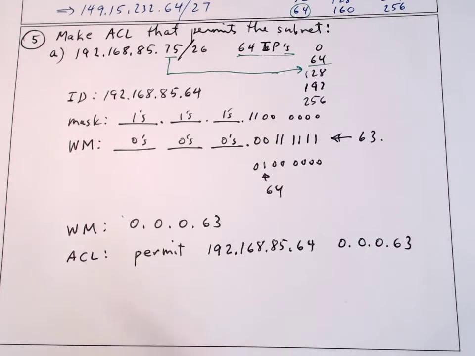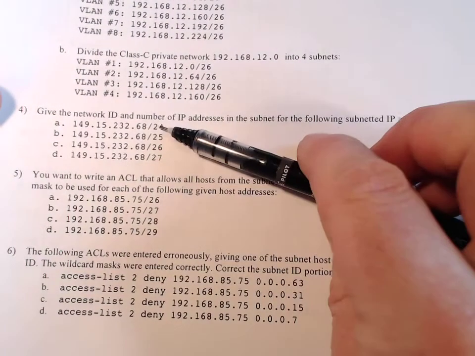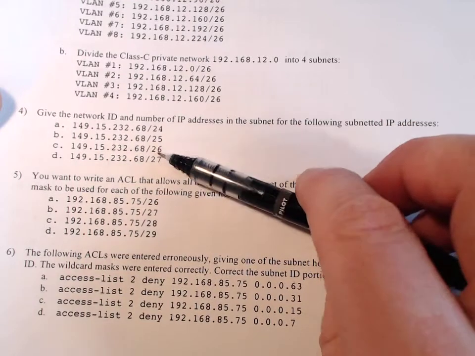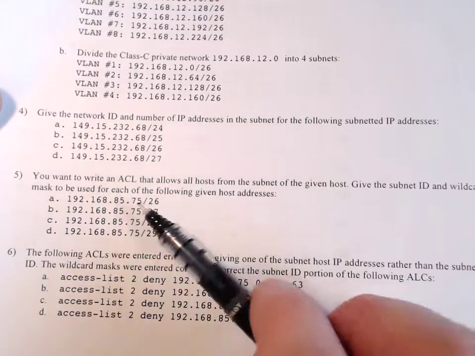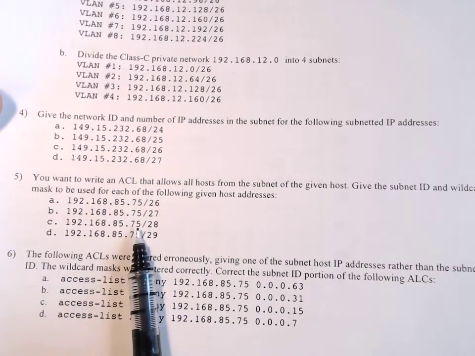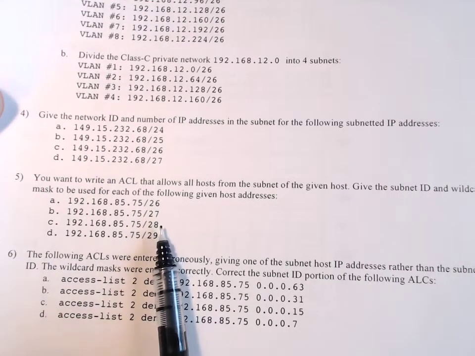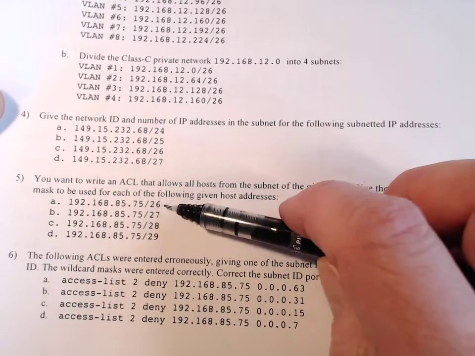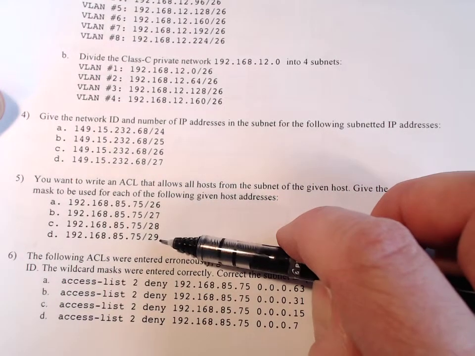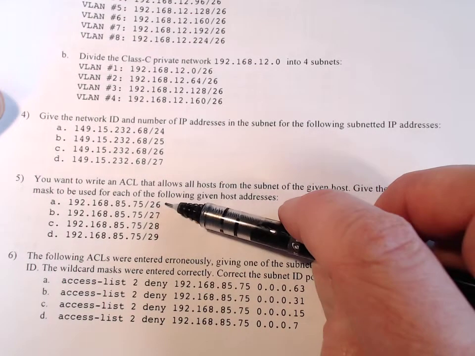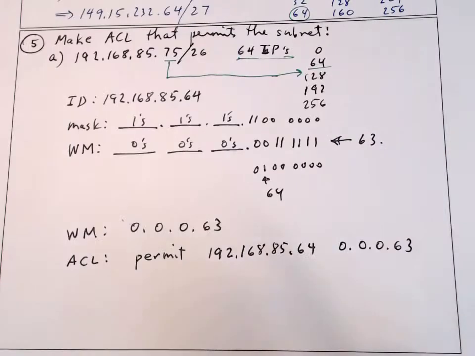Parts B, C, and D are very similar. Just like in problem 4, where I had the same IP address and different subnet sizes, I've got the same IP address here in this problem with different subnet sizes: /26, /27, /28, and /29. The higher the slash value, the smaller the network. And as I increment by 1, I cut the network size in half.